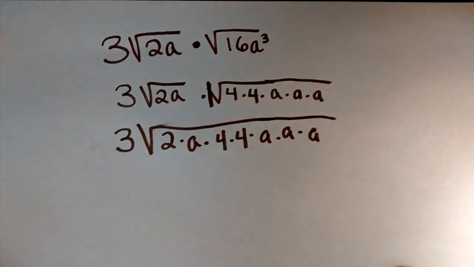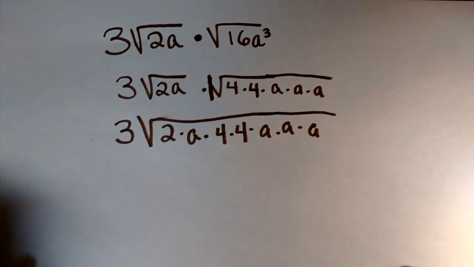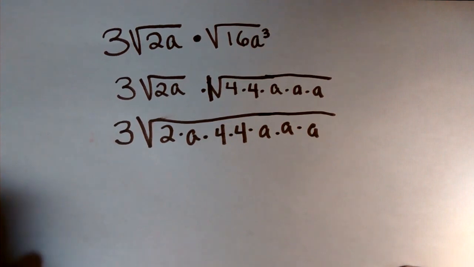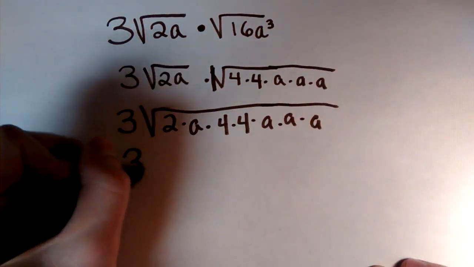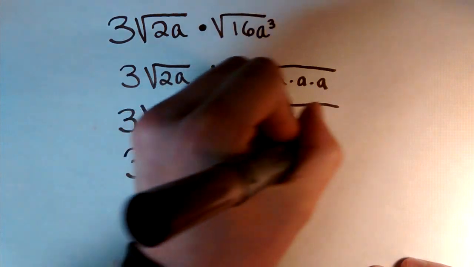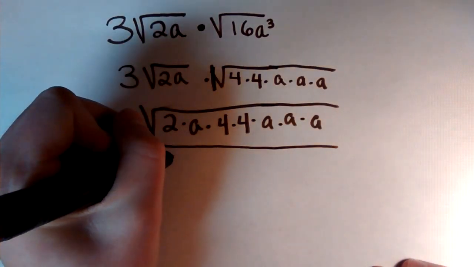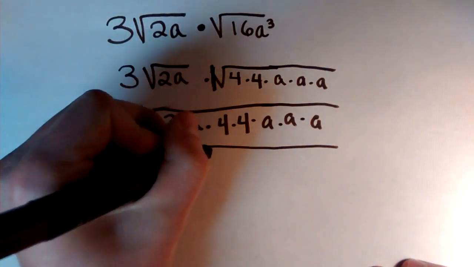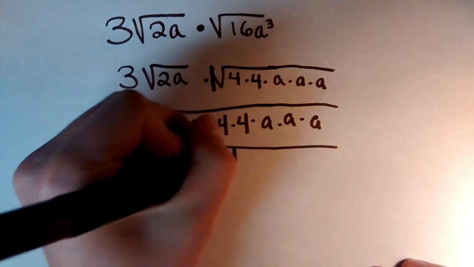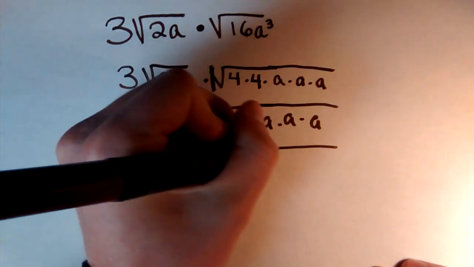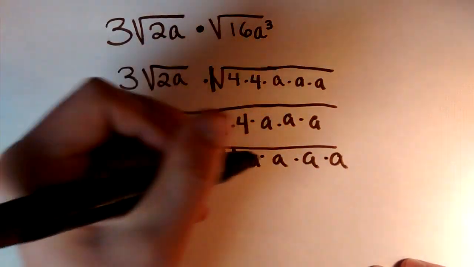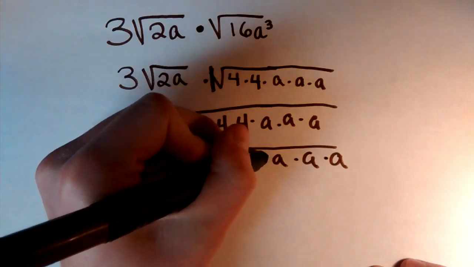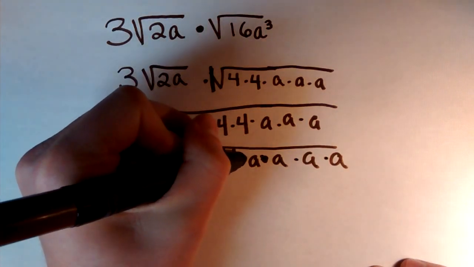Now, this looks a little bit messy, so I'm going to try to organize it a little bit better. I'm going to put the a's next to each other, and all the 4's, they're already next to each other, but we'll keep those next to each other. So let me rewrite this. We got 3 radical, and then we have 2 times 4 times 4 times a times a times a times a. Now my dots are a little bit messed up, so you might want to fix your dots here. There we go. A little bit better there.